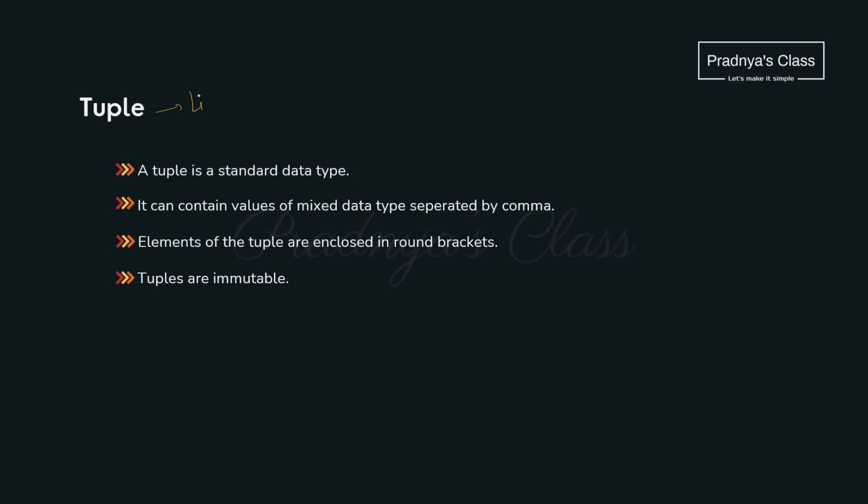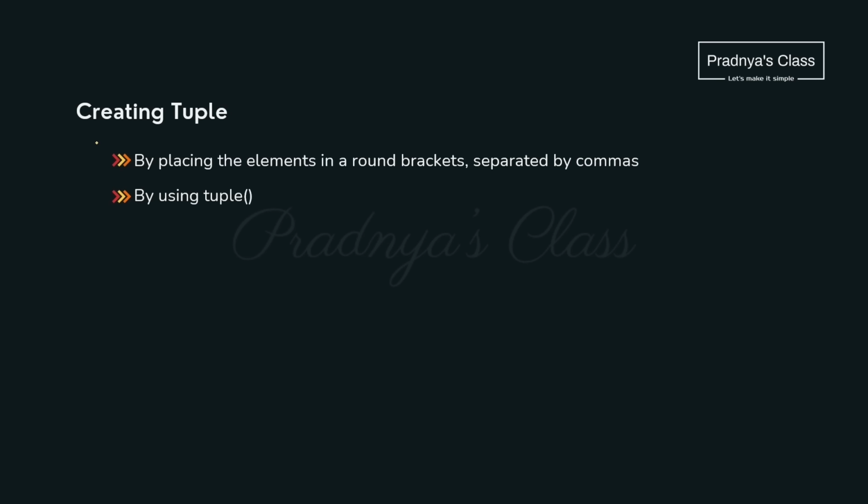Tuple is just like list, but what's the difference? The main difference is that tuples are immutable. We cannot change the content in place. Another difference is we enclose the elements in round brackets. Just like list, tuple also supports mixed data types. Hope you know how to create tuples.